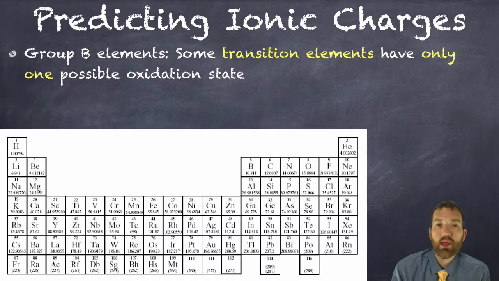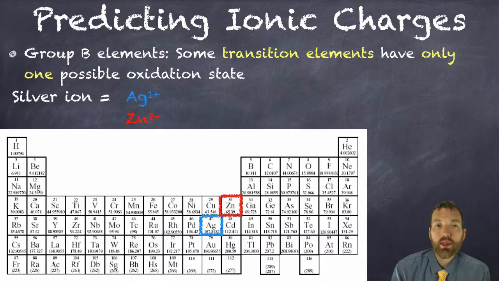So there's also some group B elements that have only one possible oxidation state. If you look in the upper right-hand corners, you'll be able to find some of these. Elements like silver can only have a 1 plus. So we wouldn't say silver 1 ion because there's no other type of silver ion. So you would just say silver ion.